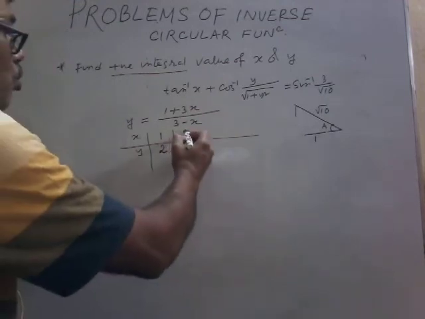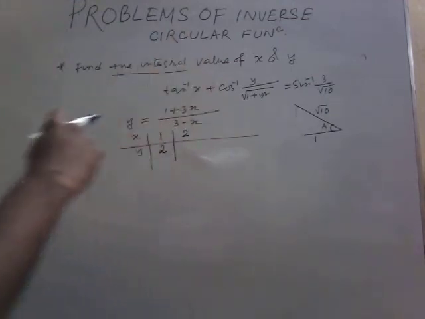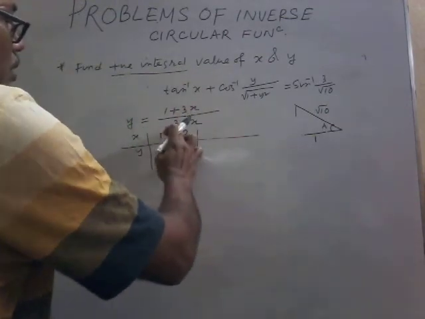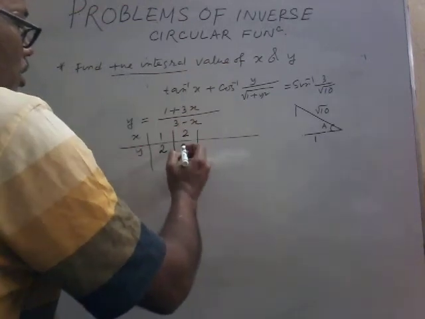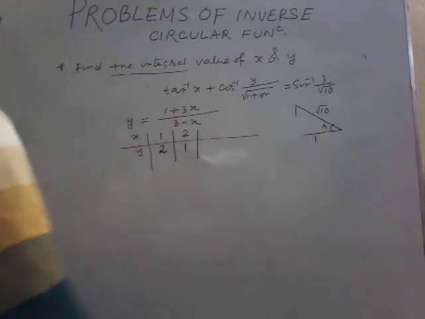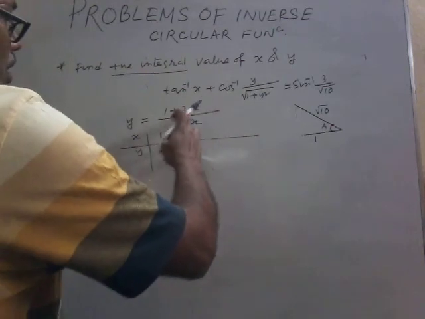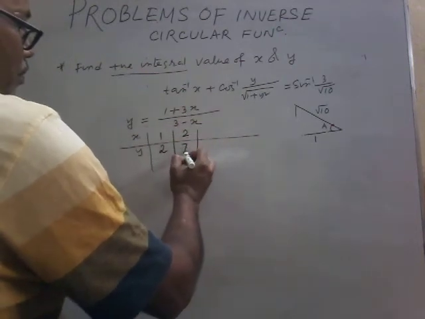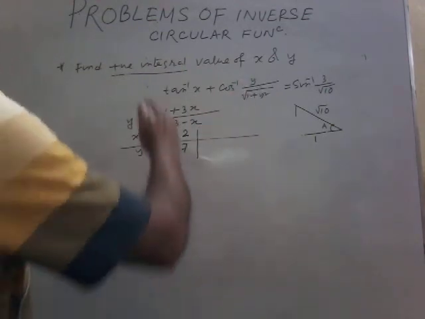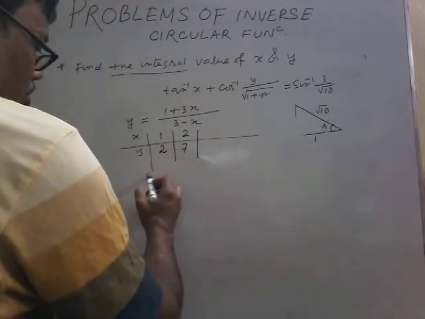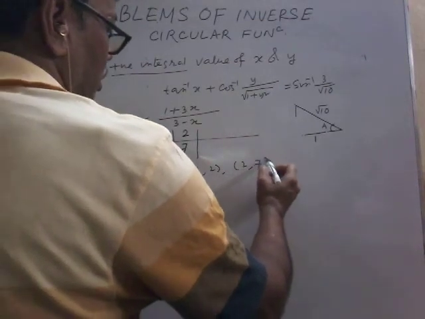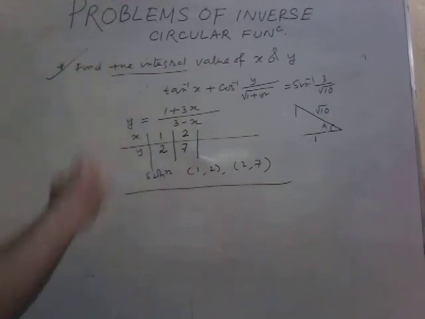x equals 2. This is 7 by 1, this is 7. And x equals 3 is not permissible. x equals 4, you get negative. So what are the solutions? Two sets of solutions: (1, 2) and (2, 7). So this one is a typical problem.